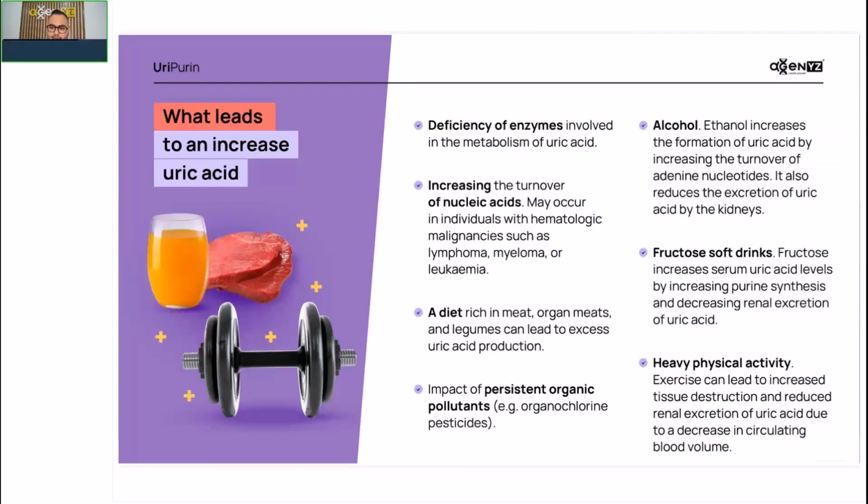And fructose and soft drinks all lead to increased uric acid. Fructose increases serum uric acid levels by increasing purine synthesis and decreasing renal excretion of uric acid. And finally, heavy physical activity. Exercise can lead to increased tissue destruction and reduced renal excretion of uric acid due to a decrease in circulating blood volume. But I need to emphasize, it's heavy exercise.